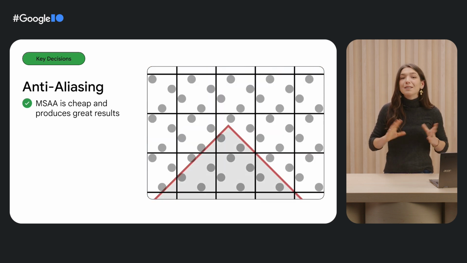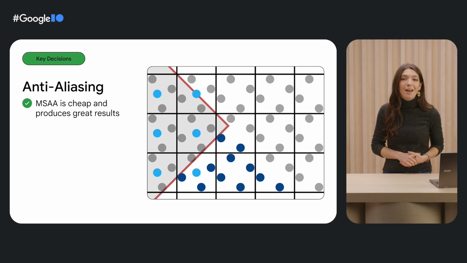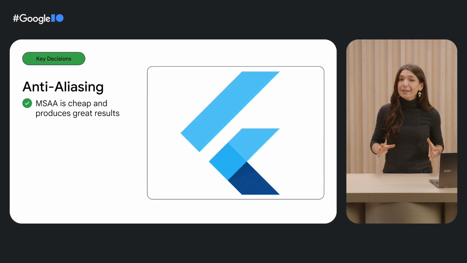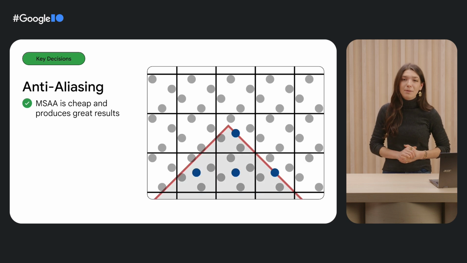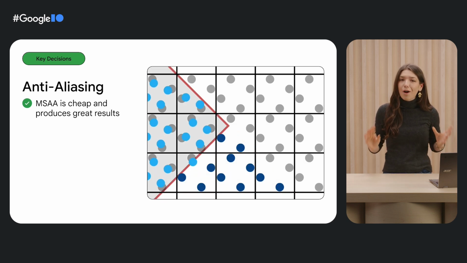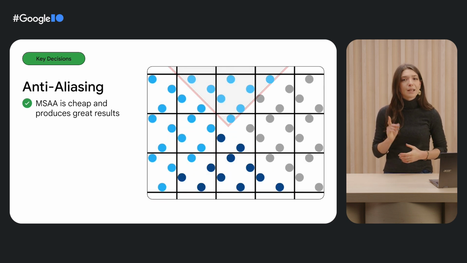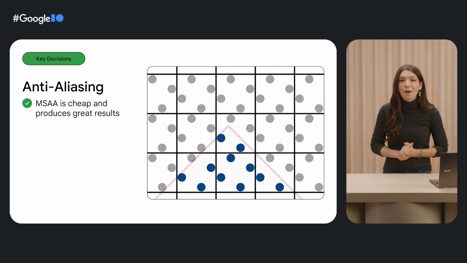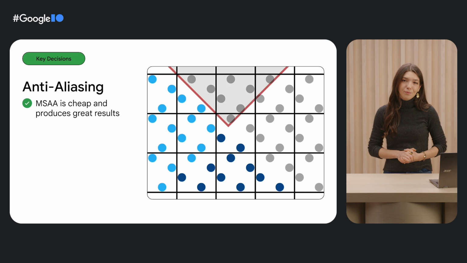Anti-aliasing is the art of smoothing out jagged edges of drawn elements so that they look more natural. Impeller uses something called MSAA to perform this work, which is present across all devices supported by Flutter. It's pretty cheap to perform, and it produces excellent quality results on modern mobile hardware.